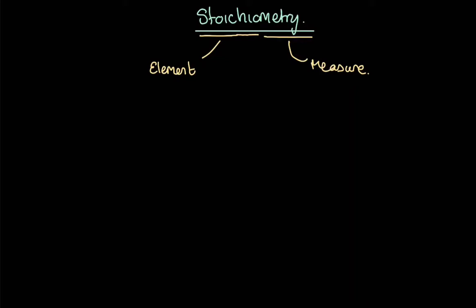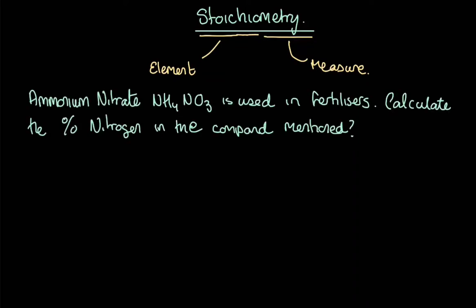So the first little section that we're going to look at is this question. So ammonium nitrate, NH4NO3, is used in fertilizers. Calculate the percentage nitrogen in the compound mentioned. So we need to figure out of this whole compound, how much of it is made up of nitrogen. So to do that, we need to compare the amount of nitrogen against the amount in the whole molecule. And we'll do that by mass.